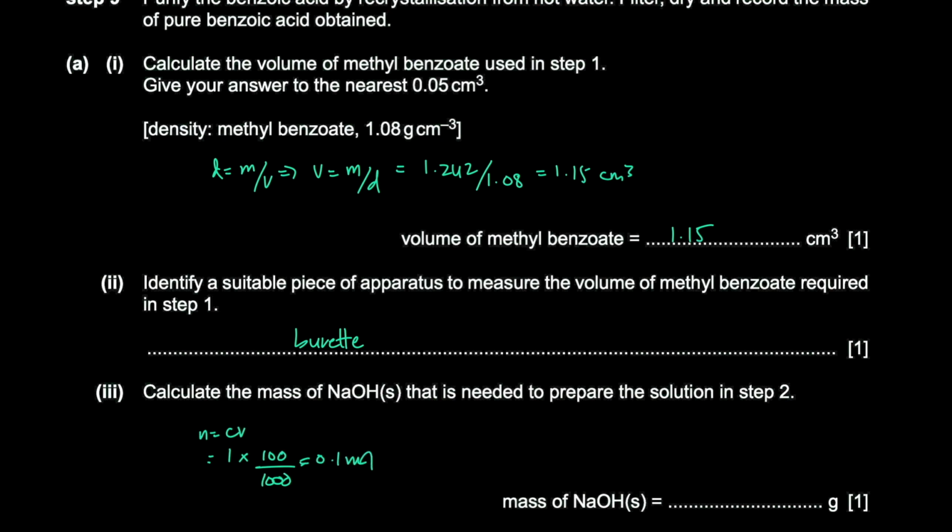And then we want to find the mass. The mass is just the number of moles times the molar mass, right? The number of moles here is 0.1. The Mr of sodium hydroxide is 40. So we need 4.0 grams of sodium hydroxide.